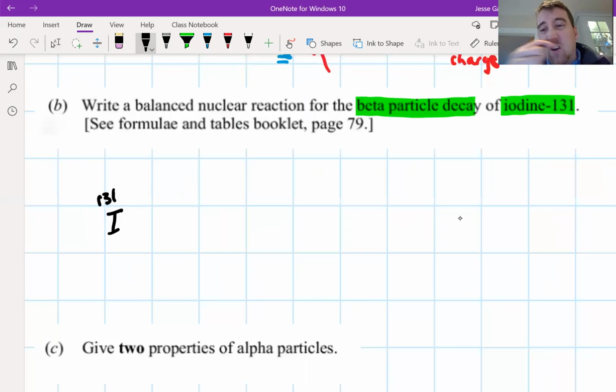I-131. Right, the first thing you're going to have to do is go to your periodic table and find the atomic number of iodine and write it down here, and then go ahead and finish off the rest of this. So pause the video and do that now.